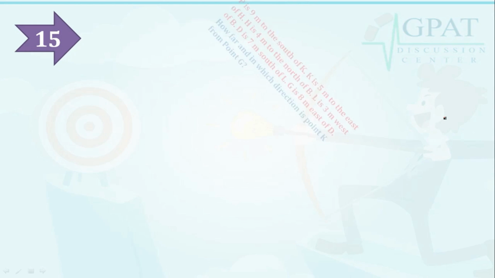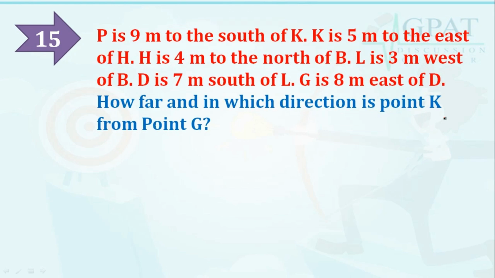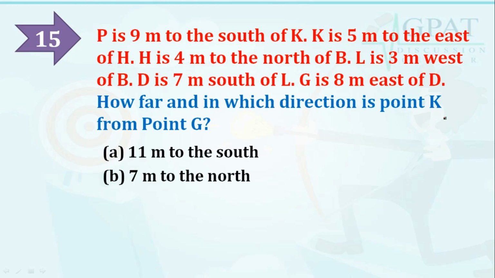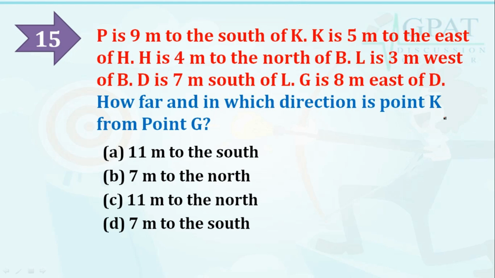Next question, question number 15. P is 9 meter to the south of K and K is 5 meter to the east of H. H is 4 meter to the north of B. L is 3 meter west of B. D is 7 meter south of L. G is 8 meter east of D. How far and in which direction is point K from point Z? And options are 11 meter to the south, 7 meter to the north, 11 meter to the north, 7 meter to the south.